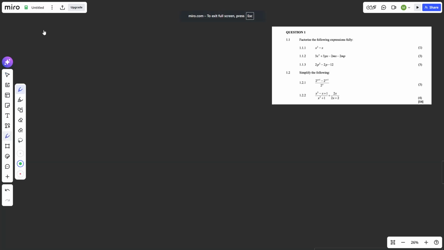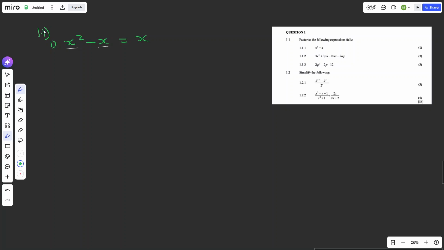So we go to the first one, right? So now for the first one, we are given x squared minus x. So now to factorize this, right, we just need to look at the common term between the two. And we can see here that the common term is what? X. So we can take out x, okay?